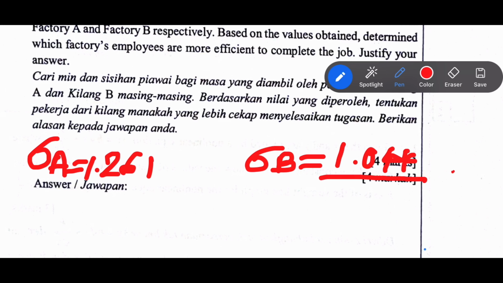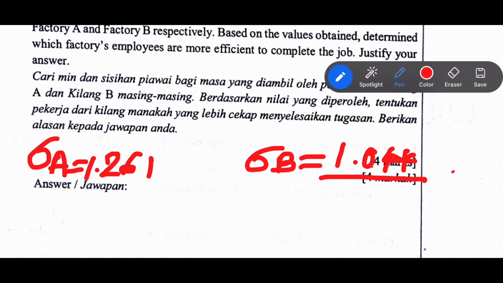So you're asked to, based on the values obtained, determine which factory's employees are more efficient to complete the job. Justify your answer. Alright, just to tell you that you will see this sentence quite frequently in your coming exam. Justify your answer. So how to justify your answer? You cannot just show the standard deviation and say that is the answer. So you have to answer by writing a sentence, or you have to write a statement to support your answer, to support your working. That's called justify your answer.